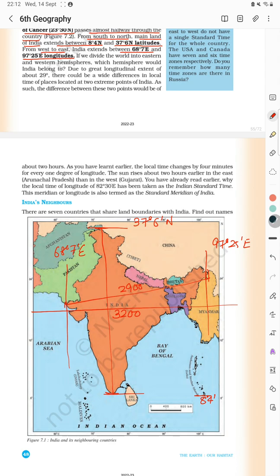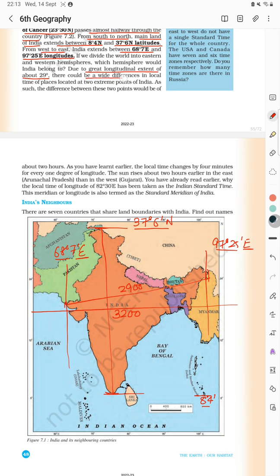If we divide the world into eastern and western hemisphere, which hemisphere would India belong to? As we all know, it is east, so India belongs to eastern hemisphere. Due to great longitudinal extent of about 29 degree, if we minus 68 from 97, it is approximate 29 degree. Similarly 37 minus 8 degree, approximate 29 degree.